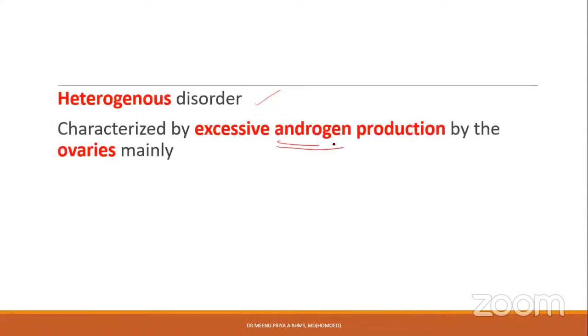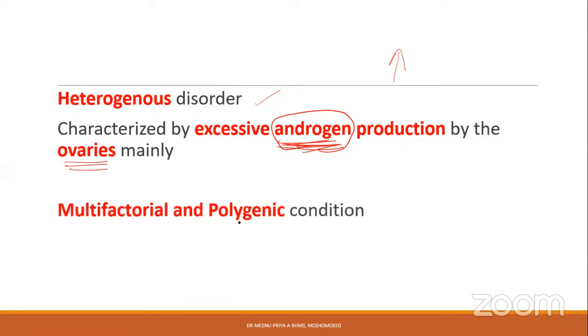It is characterized by androgen excess. It is a condition of hyperandrogen production, excess androgen production by the ovaries. We know androgen is produced in many places in a female, but ovaries also have this capability of producing androgen. I had told in the first classes when anatomy and physiology was dealt. So androgen production is increased in PCOS, and that is where the entire pathophysiology comes. It is multifactorial, not due to only one cause, and polygenic.